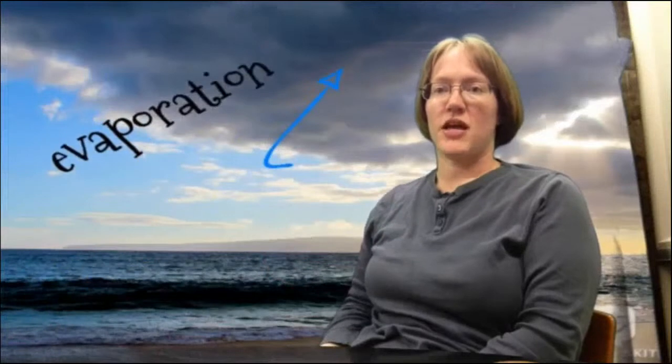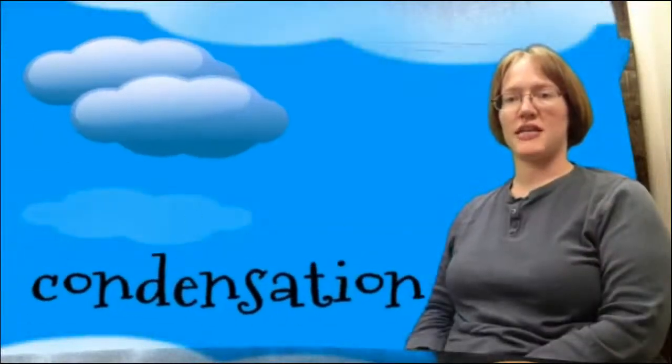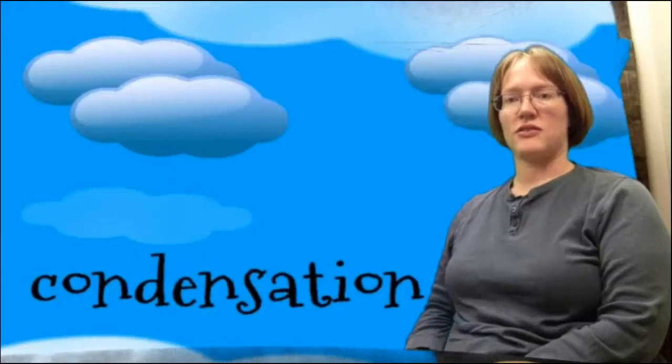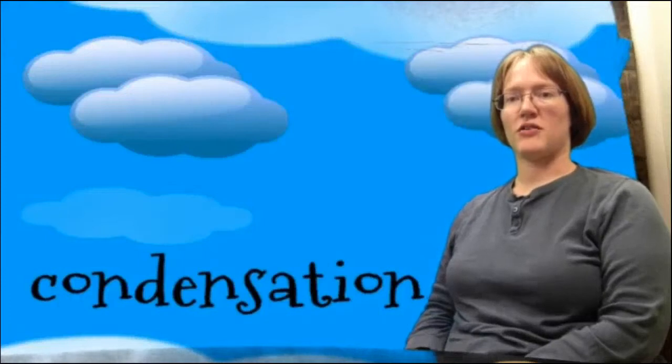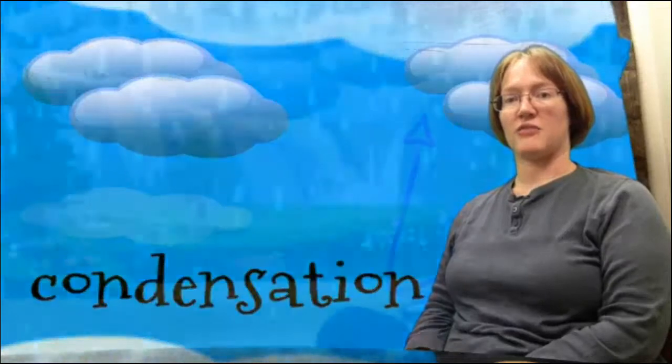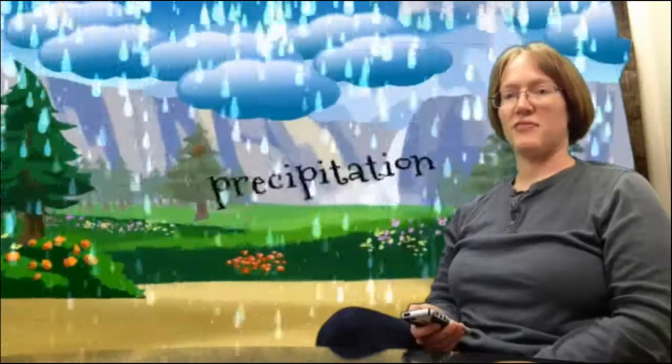The first step of this process is evaporation. Water evaporates from the ground and fills our air with water vapor. The next step is condensation. The air cools and forms clumps of water up in the sky. This makes our clouds. Last, we have precipitation.